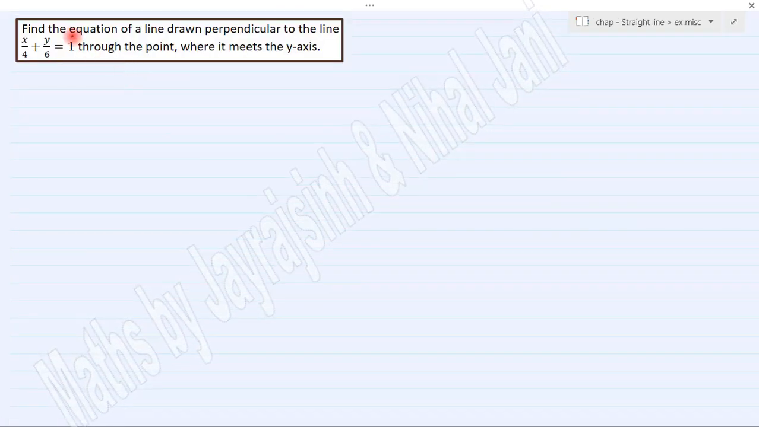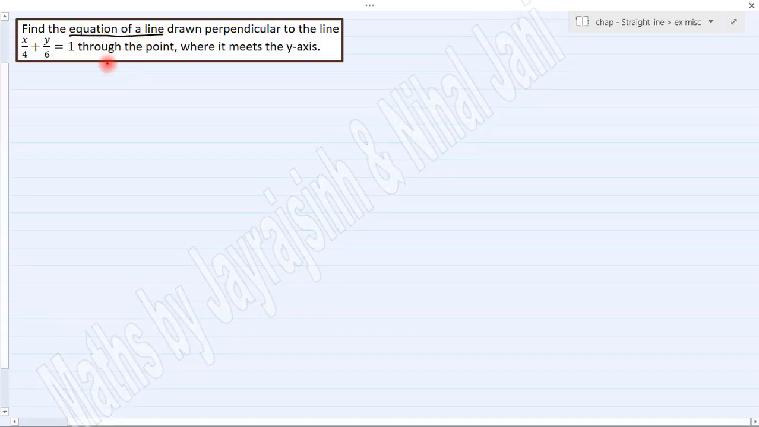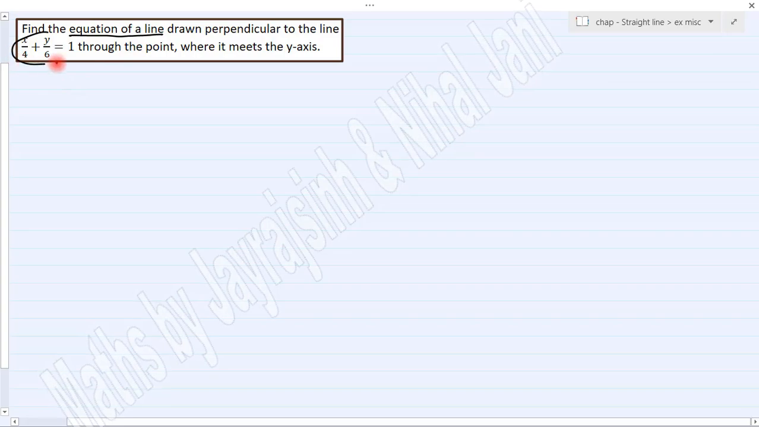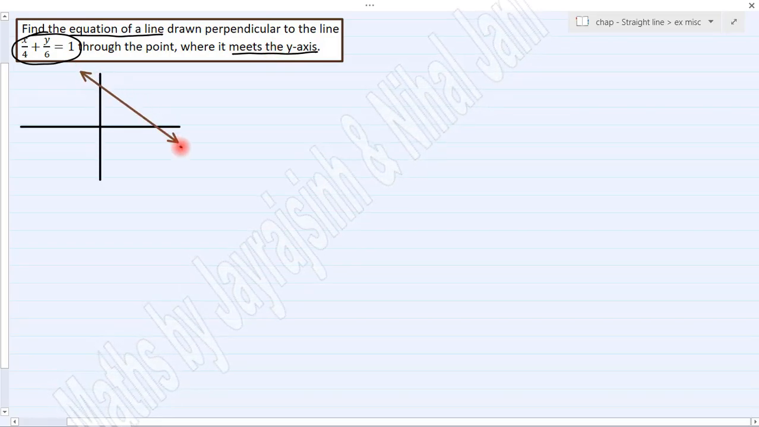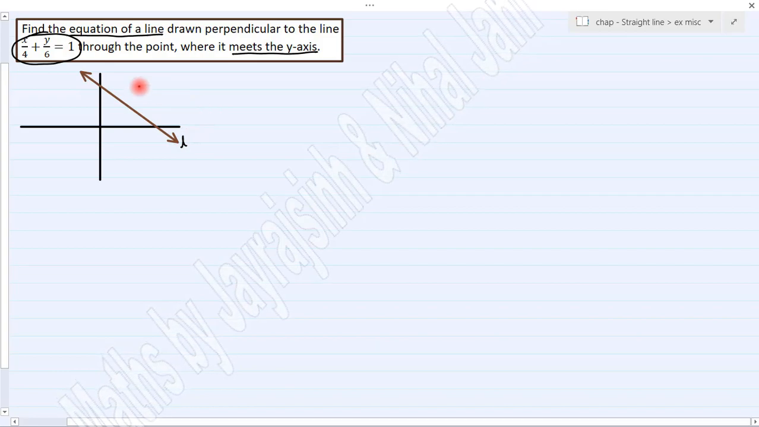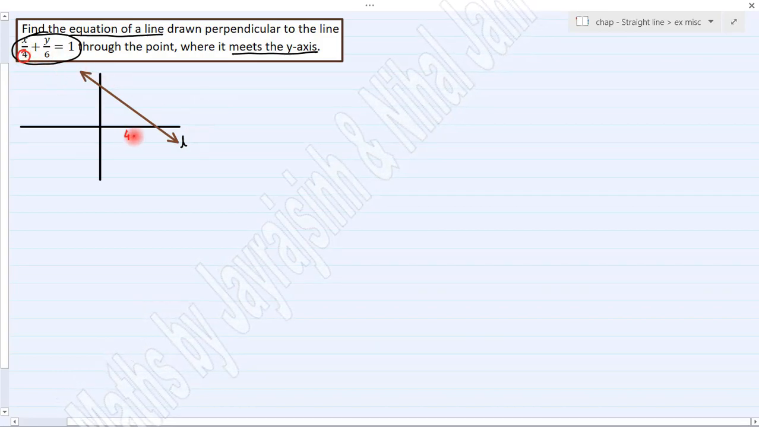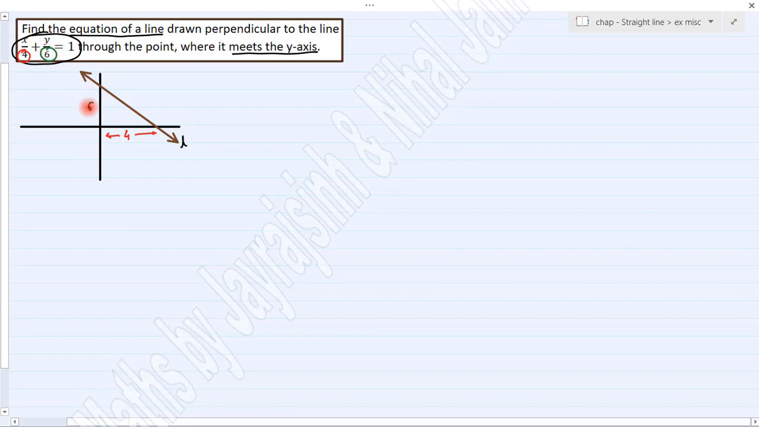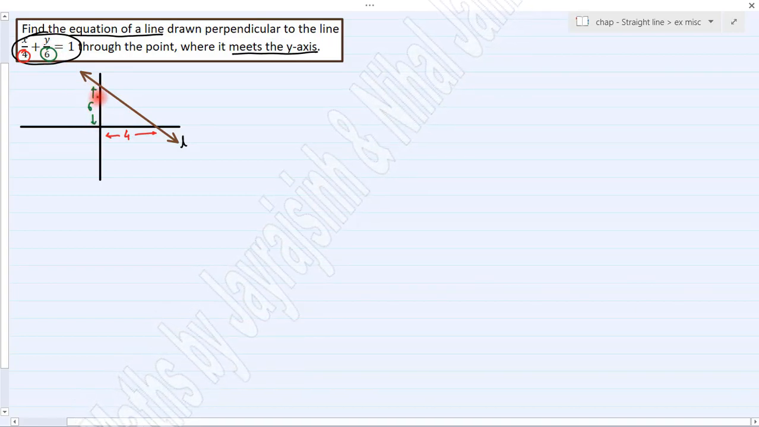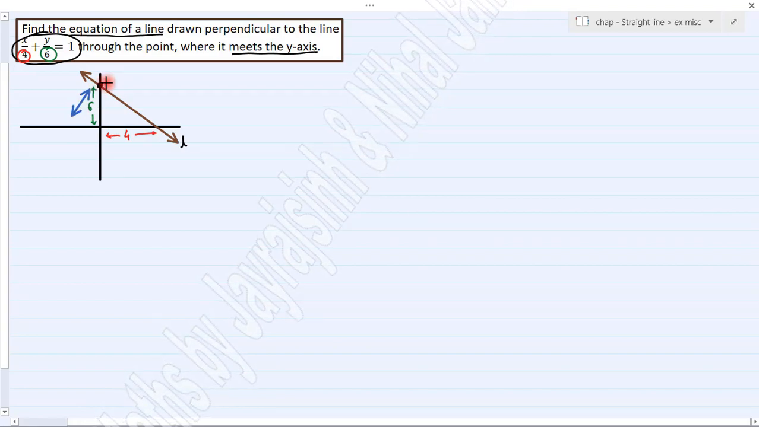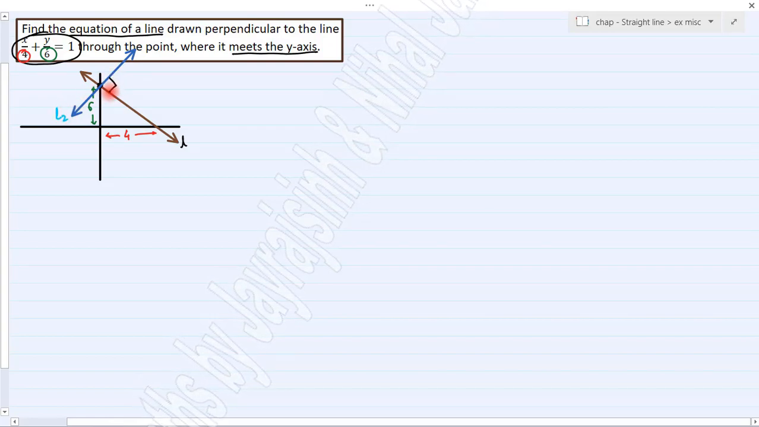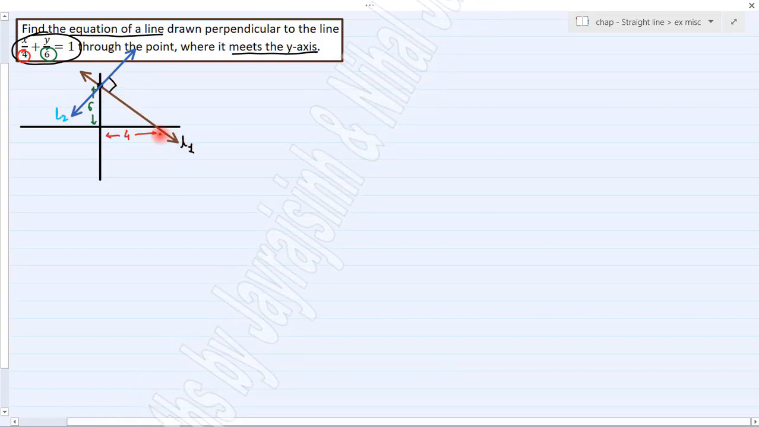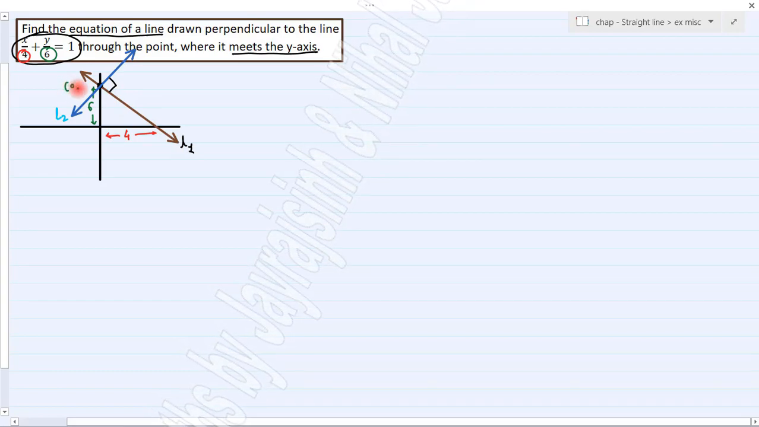In this question, we have to find the equation of the line which is perpendicular to the given line x by 4 plus y by 6 equal to 1 through the point where it meets the y-axis. Now let's say this is your given equation of line L, whose x-intercept is 4 and y-intercept is 6. Now, our required line is passing from this point where it meets the y-axis and perpendicular to the given line L1. So we can say it is passing from 0, 6.